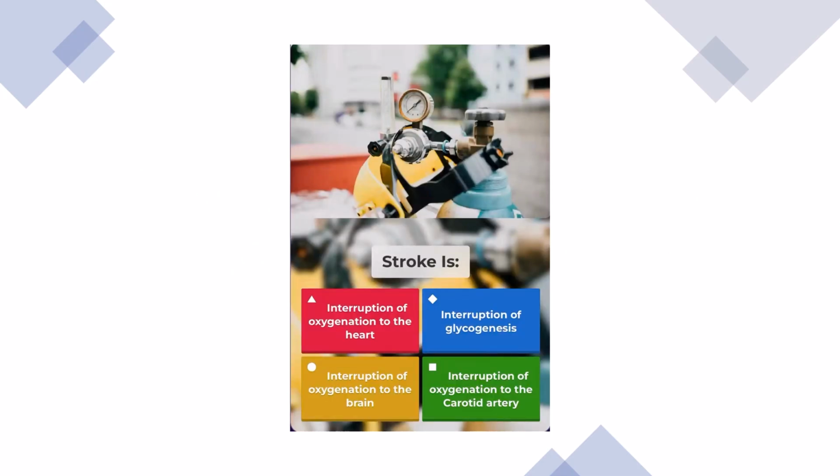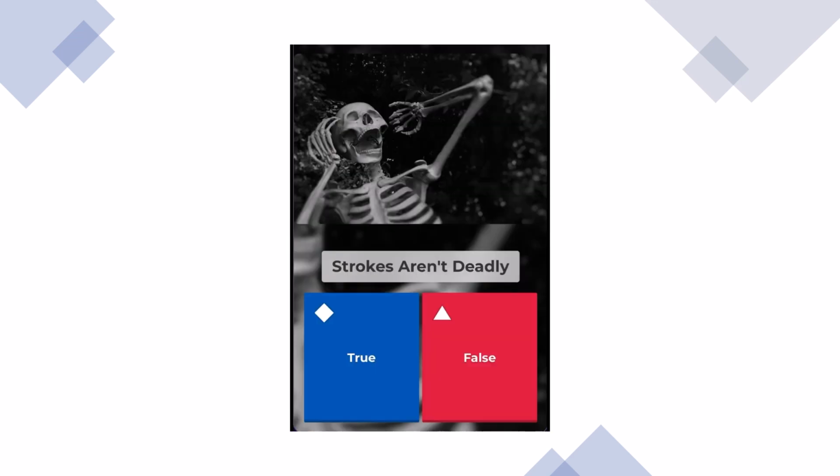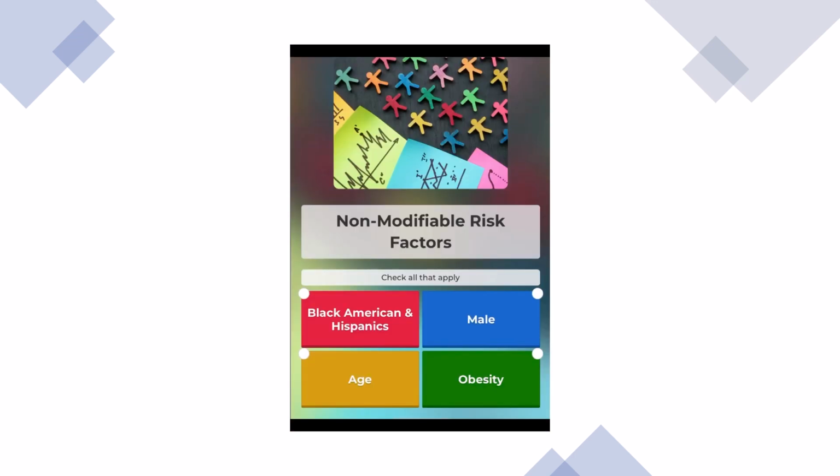Stroke is A. Interruption of oxygenation to the heart, B. Interruption of glycogenesis, C. Interruption of oxygenation to the brain, D. Interruption of oxygenation to the carotid artery. The answer is C. Interruption of oxygenation to the brain. True or false? Strokes aren't deadly. The correct answer is false.